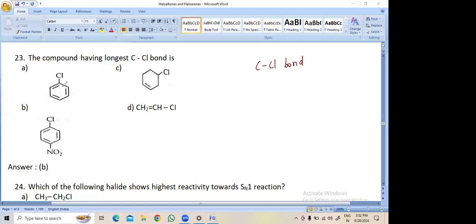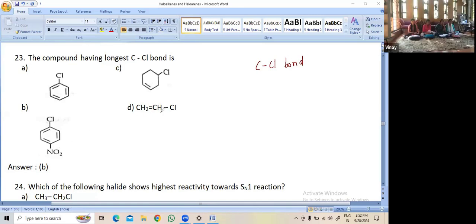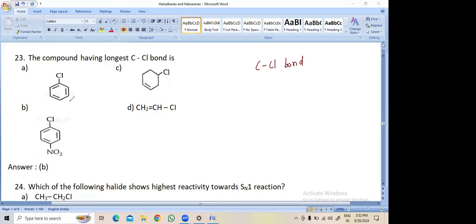Now we see chlorobenzene, then 1-chloro-4-nitrobenzene, and vinyl chloride. In vinyl chloride there is a double bond next to your chlorine atom, right? So because of that, what happens? Due to resonance, there is a partial double bond formation between the C–Cl bond.